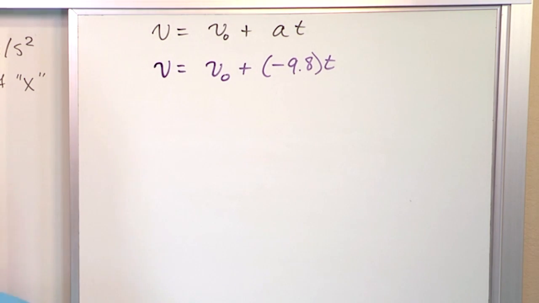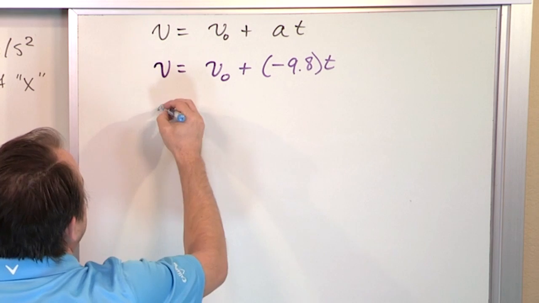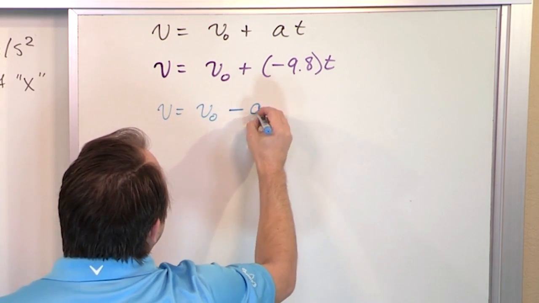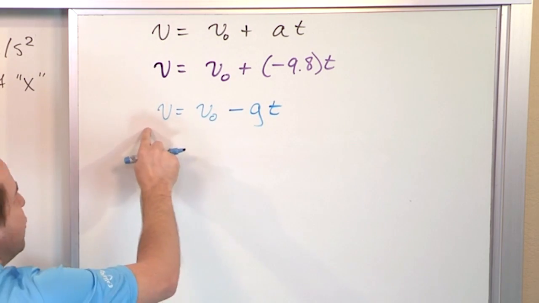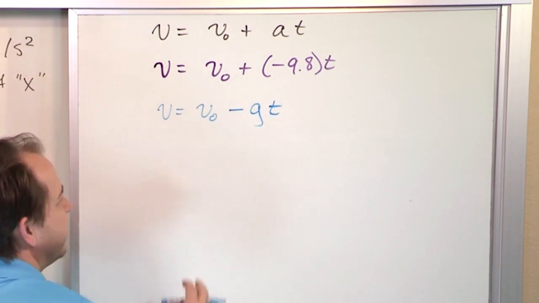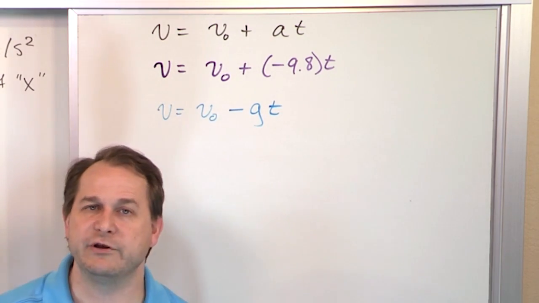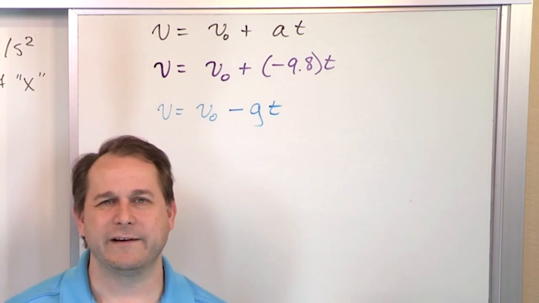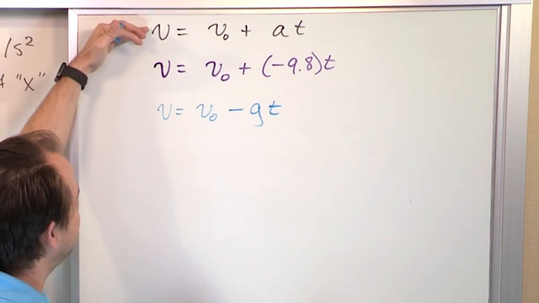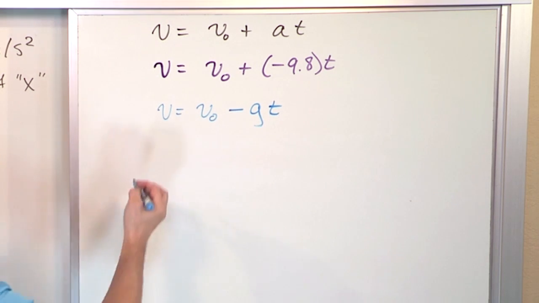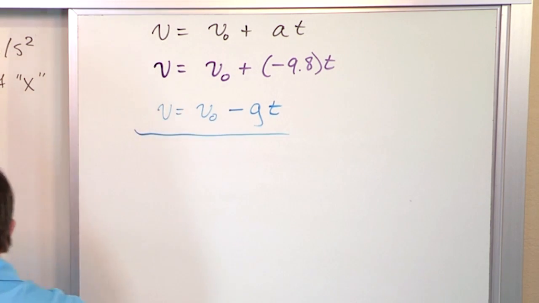But again, some books like to write this as the following: v is equal to v naught, and since it's negative, they'll put a negative g times t. So you might see this equation in your book. If you see it, it looks different from the other equations of motion we've been using, for the same reasons: it's got a g and it's got a negative sign. But don't memorize a new equation. You use the exact same equation that we've been using. You just stick the proper acceleration in, which is negative 9.8 for gravitational free fall.